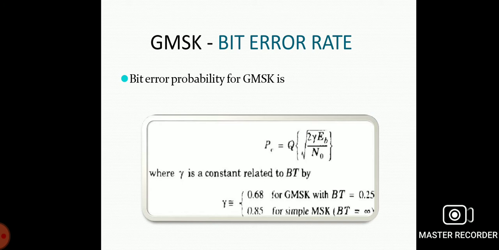So the bit error probability of the GMSK transmission is Pe equals Q of the square root of 2 gamma Eb divided by N naught. Here gamma is equal to 0.68 for GMSK with the BT product equal to 0.25, and also 0.85 for MSK, where the BT product is infinity. So gamma is a constant related to the 3 dB bandwidth of the GMSK signal.